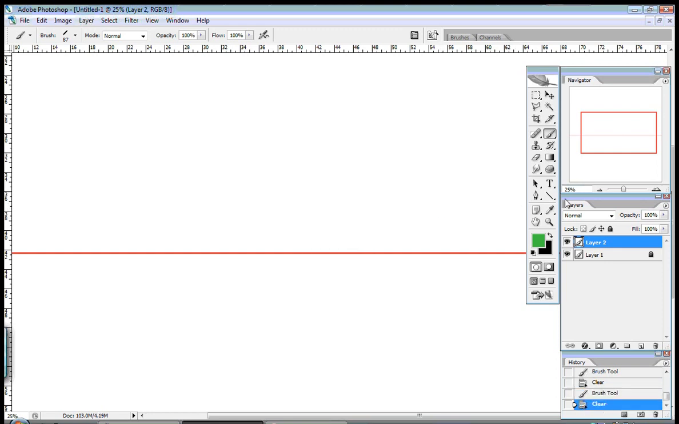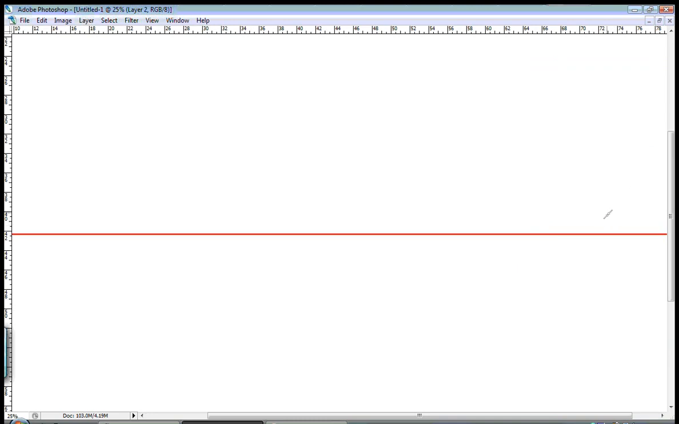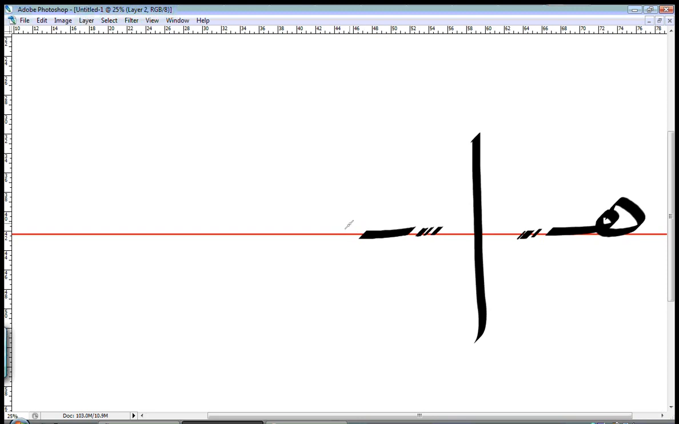Let's see. In the beginning of the word, I'll go with the normal way of writing it, which is usually like this. You see a bigger loop, there is a small loop that connects to the bigger loop, and you go. There you go. This is in the beginning. In the middle, you can do the same. Like that, then like this, and continue.